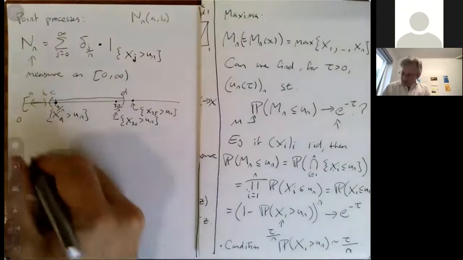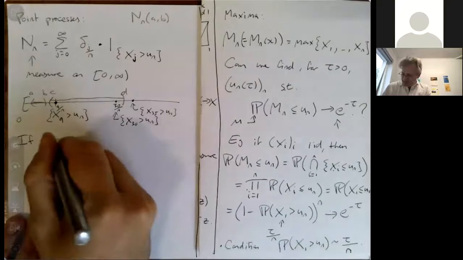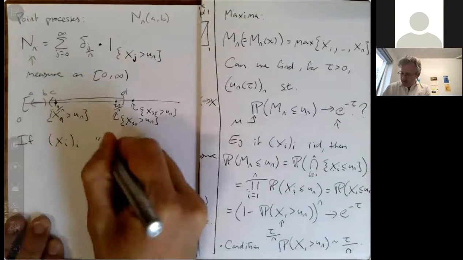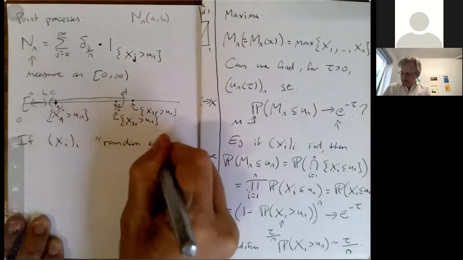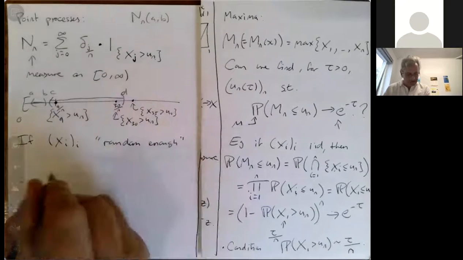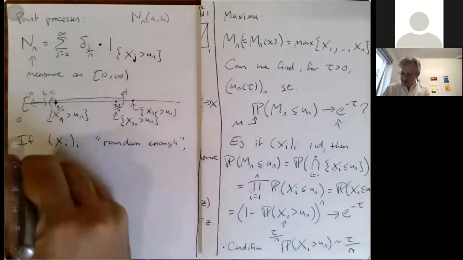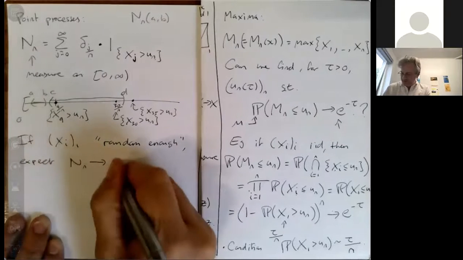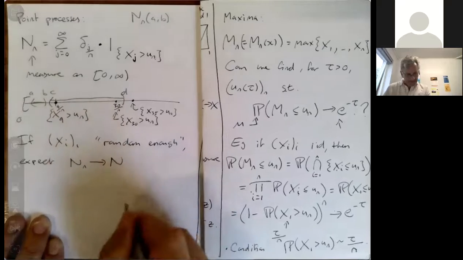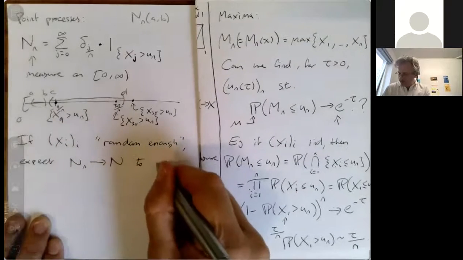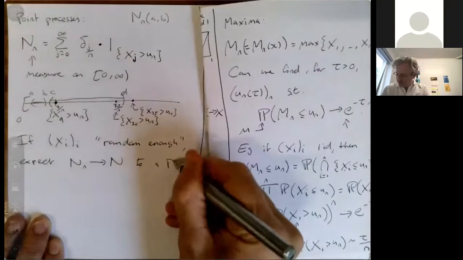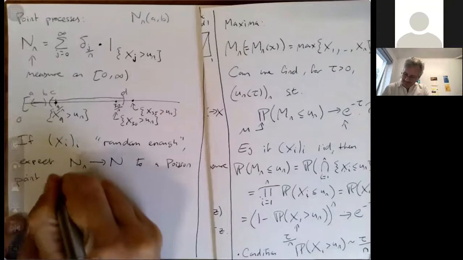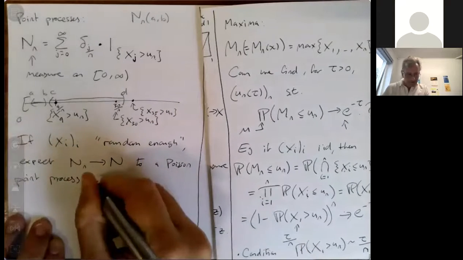Okay, so I'm not going to go through the calculations because they're much harder. But if the xi are random enough, so for example IID, you expect this to converge, and to converge weakly, to a point process, a Poisson point process with intensity tau.